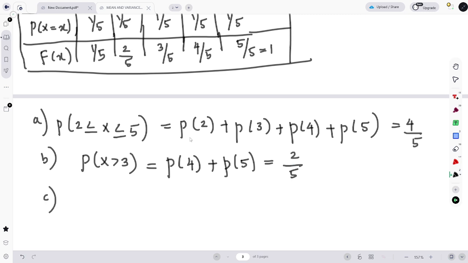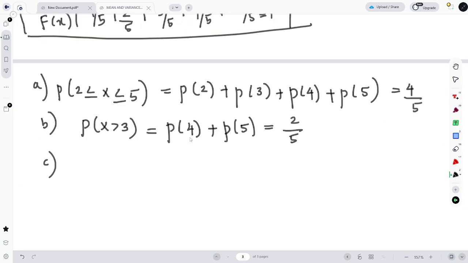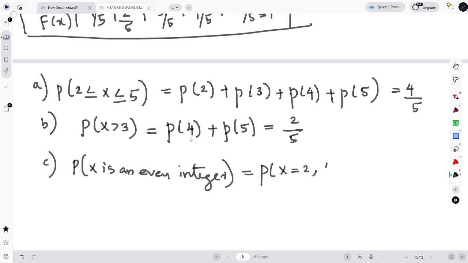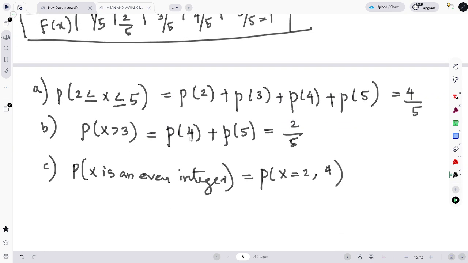Now the third question, P of x is an even integer. So what are the even integers here? P of x equal to 2 and 4, that's all. So P of 2 plus P of 4 is also equal to 2 by 5.